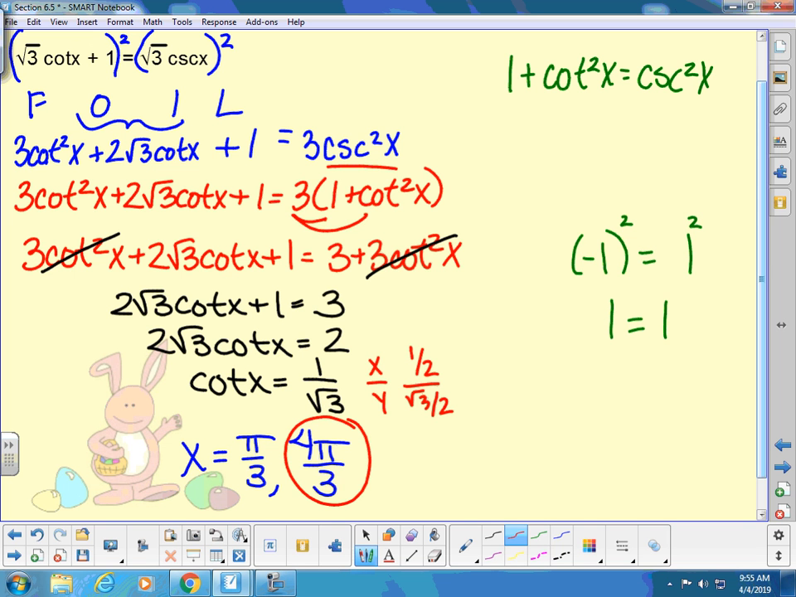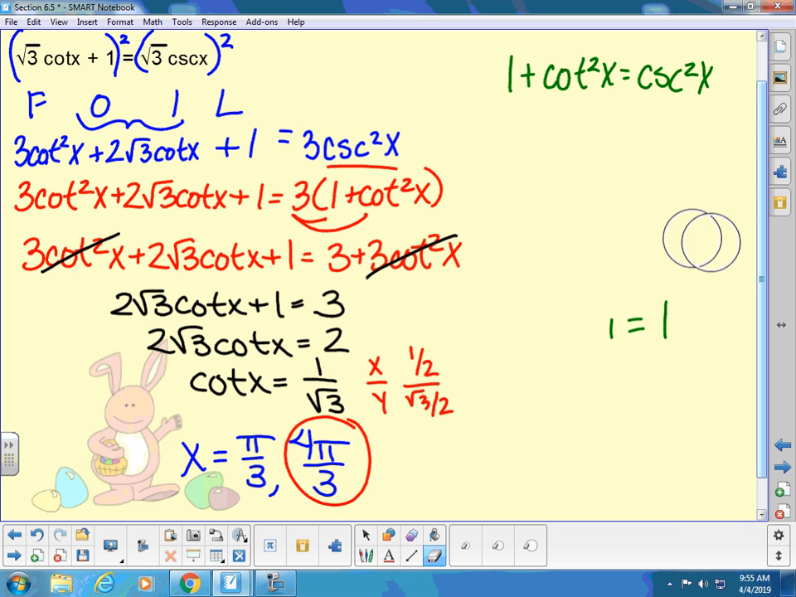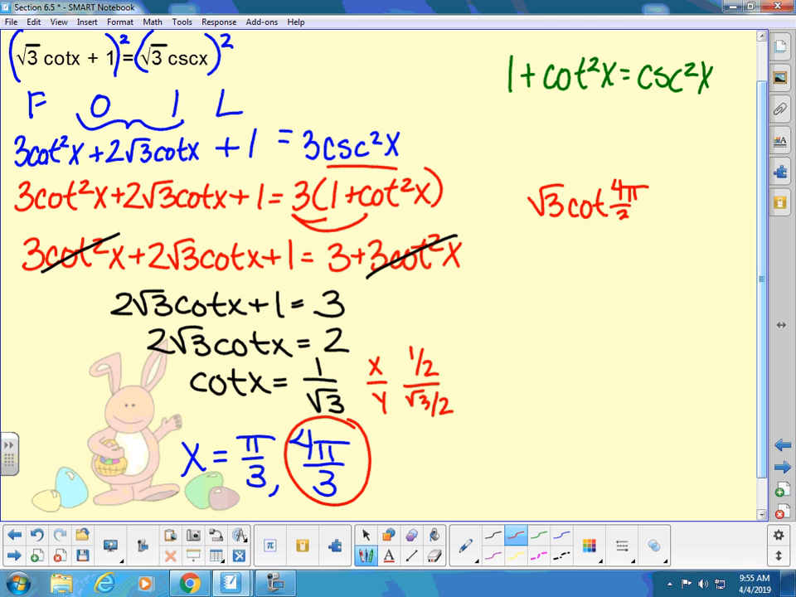Let's say I want to check 4 pi over 3. These are values that you find on your unit circle. So I'm just going to use the original problem. Rad 3 cotangent 4 pi over 3, plus 1. I'm checking if it is equal to rad 3 cosecant of 4 pi over 3. What is the cotangent of 4 pi over 3? And hint, it's 1 over rad 3. Okay. What is the cosecant of 4 pi over 3?